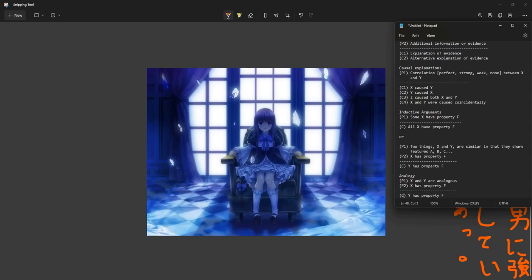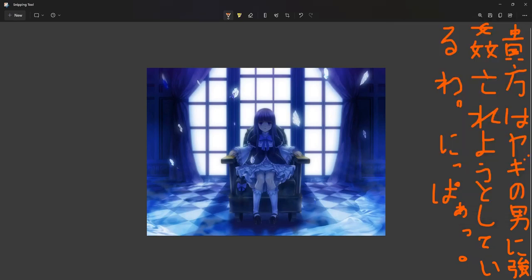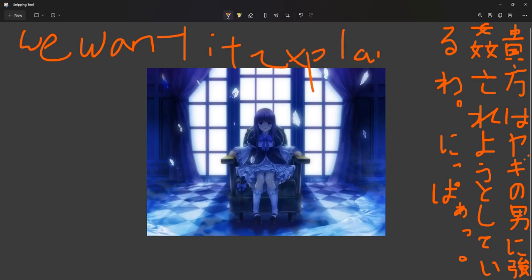This is the watch and universe riddle. What is the difference between premises that count as evidence and premises that count as information? Well, this one's easy. Evidence. Okay, so we want it explained. Means evidence.